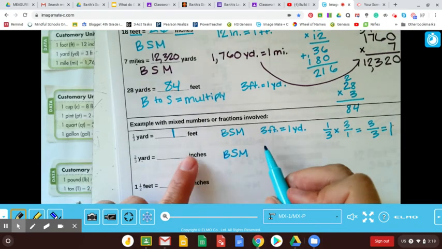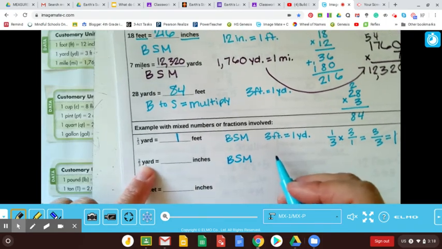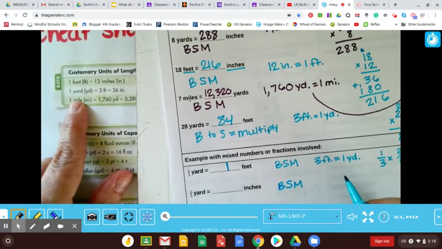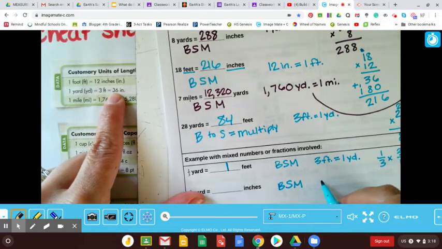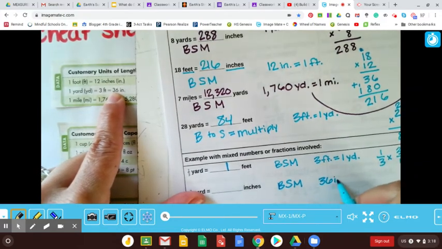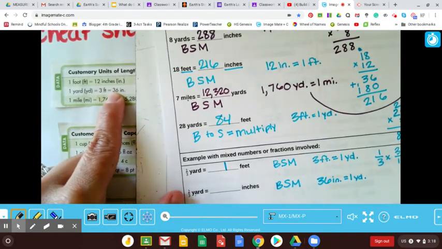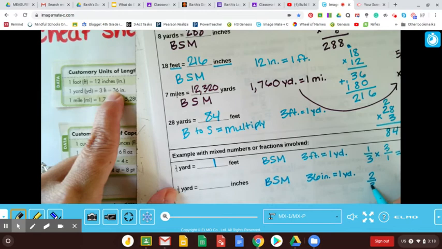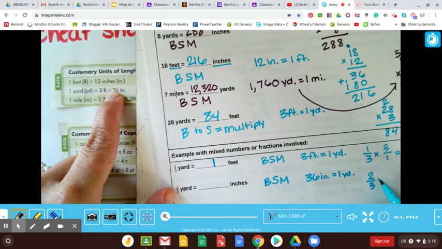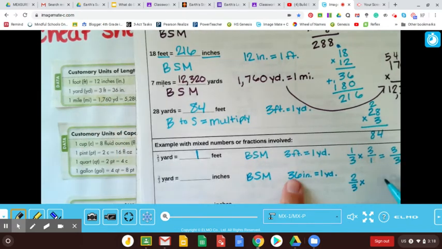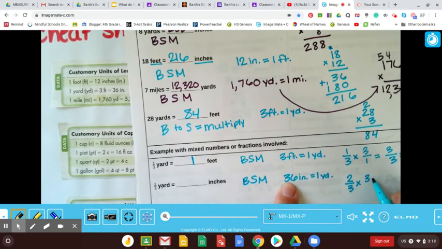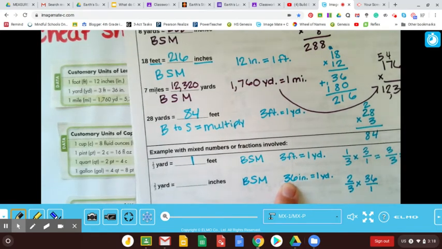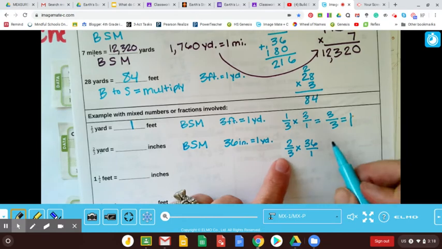All right, so how many inches are in 1 yard? That's what we need to find out. If we look on our cheat sheet, we know there's 36 inches in 1 yard. So in 2/3 of a yard, how many inches would that be? So let's multiply 2/3 times 36. If it's a whole number, then you better put a 1 under it. So there it is. All right.